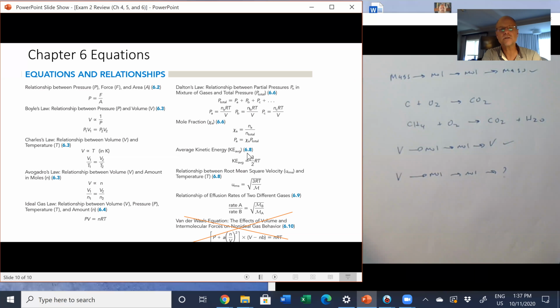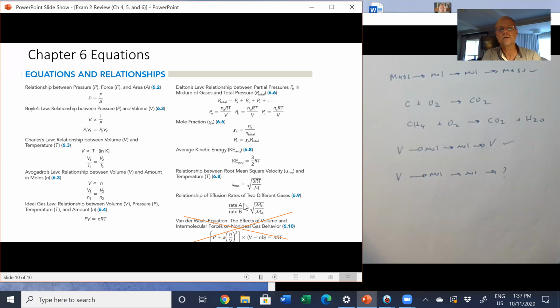The average kinetic energy, according to kinetic molecular theory, is 3/2 RT. Again, you just need to know this in concept. You don't have to apply it. The important thing here is that as temperature goes up, the average kinetic energy goes up, right? Root mean square velocity, here's the equation for that. Root mean square velocity is equal to the square root of 3RT over the molar mass of the gas. Be able to apply that.